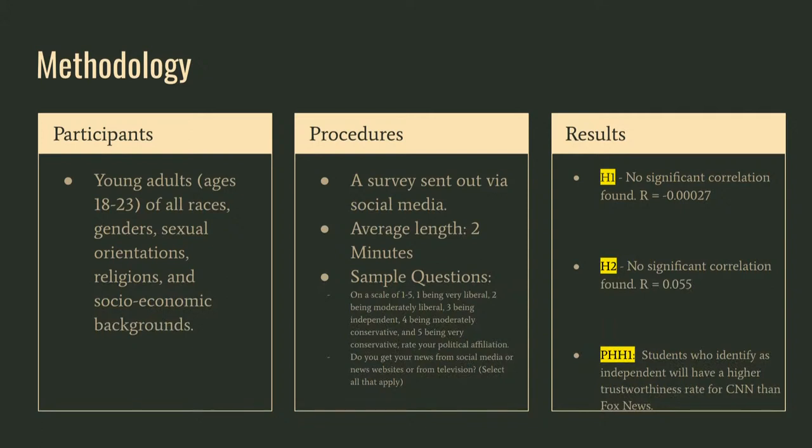For the methodology, as mentioned before, my survey was sent out to adults ages 18 to 23. I sent the link to my classmates via Canvas, and I also posted it all over my social media so that my followers could click the link as well. The average length was about 2 minutes. One of my sample questions asked, do you get your news from social media, news websites, or television, or all three? And the results were a bit surprising, which I will share momentarily.